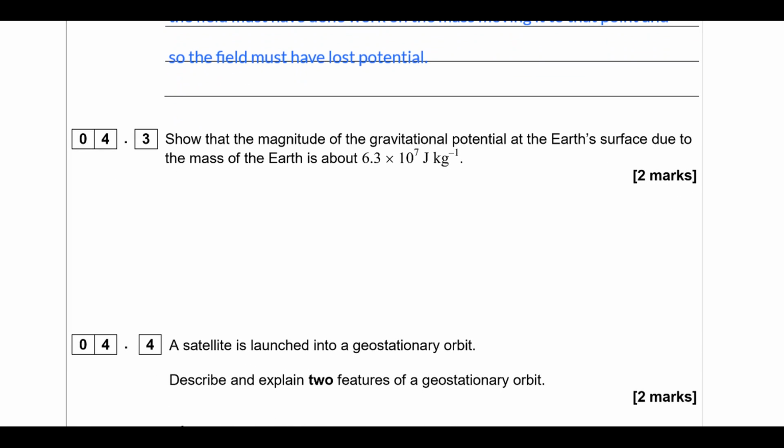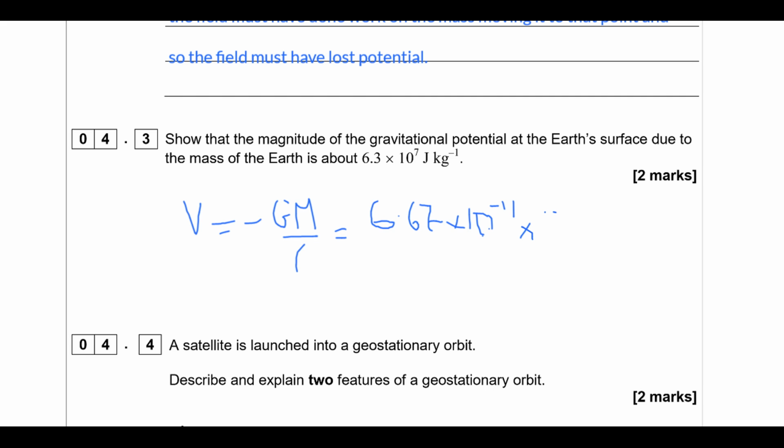The next one wants us to calculate the gravitational potential at the Earth's surface due to the mass of the Earth. So if you look in your data formula booklet, you'll find the radius of the Earth, so we can calculate it very easily. So this is your equation. Got G. Let's try that again. Okay, so 6.67 times 10 to the minus 11. That's your G.